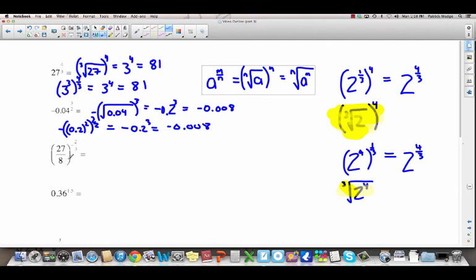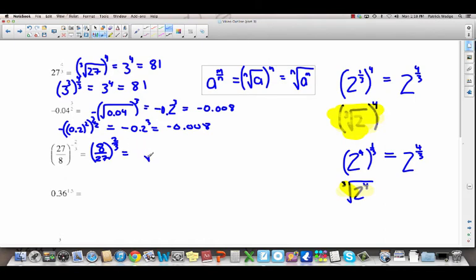27 over 8 to the negative 2/3 power. Okay, we have a flippin' negative here. So the first thing we want to do is flip this fraction. So it's going to become 8 over 27. It's now to the what? Doesn't mean to flip this fraction, right? The flippin' negative flips the base. It doesn't flip this fraction. So this is still 2/3. Once you flip the base, all that happens to the exponent is that it goes from a negative to a positive. All right, now 2/3.